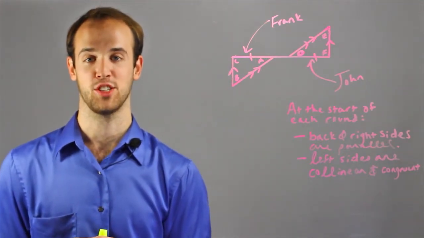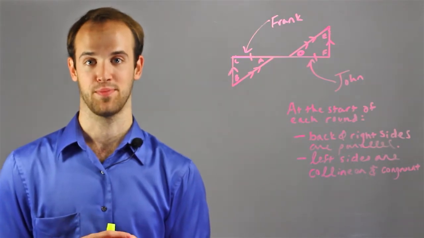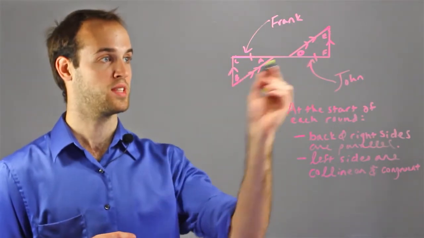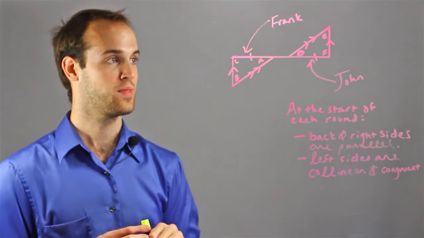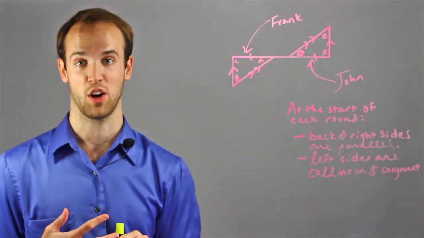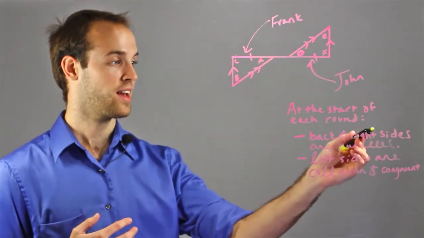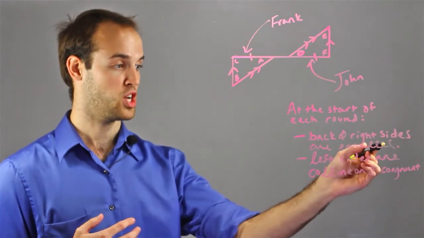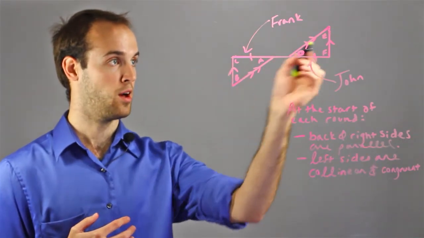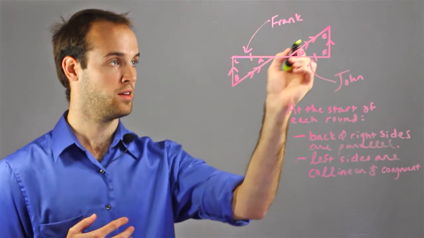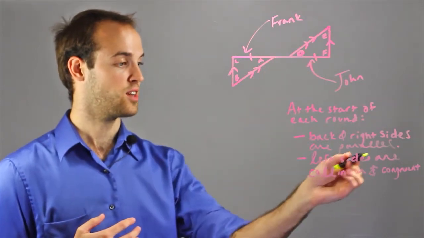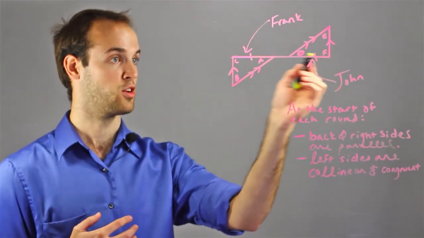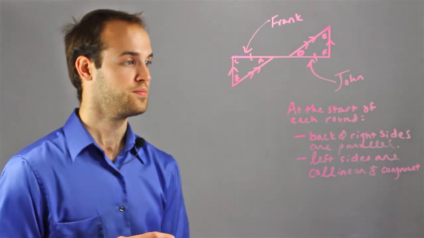Let's say Frank and John are playing a video game together. They each control these starships and they have to shoot the other one down. And they have to follow these rules at the start of every round. Their back and right sides must be parallel to each other. Parallel, parallel, parallel, and parallel. And the left sides are collinear on the same line, and they're also congruent to each other.